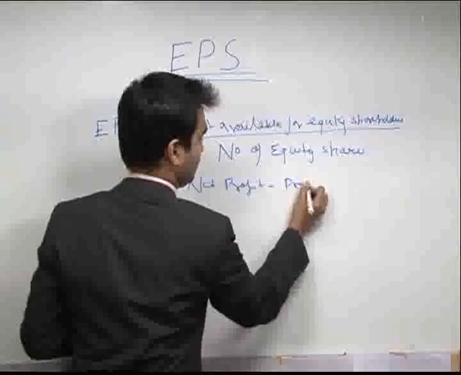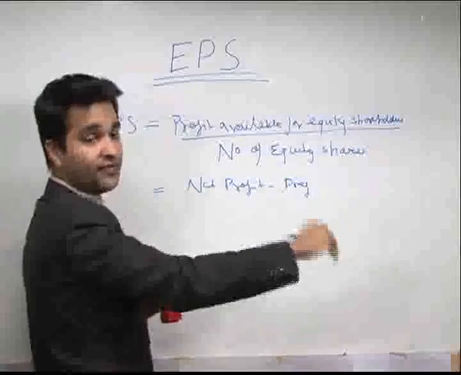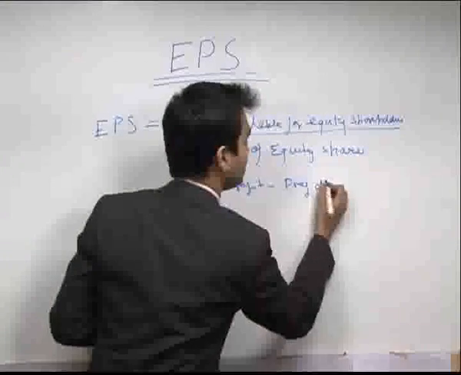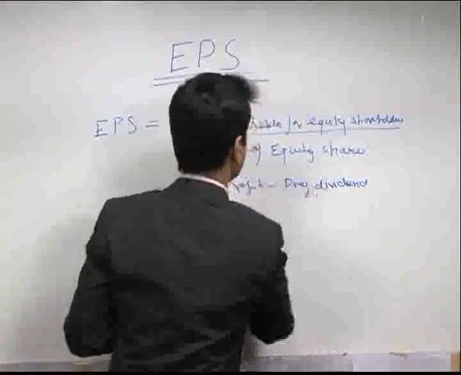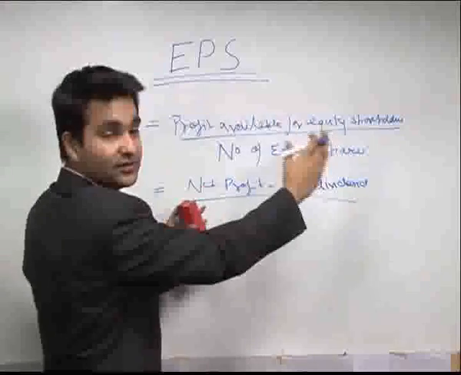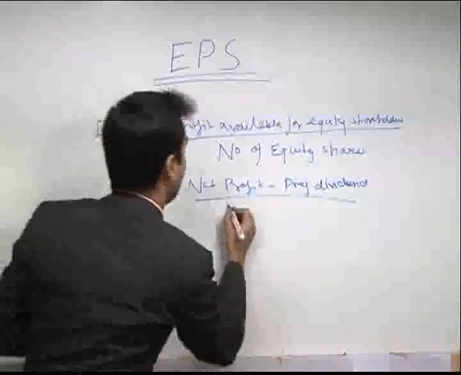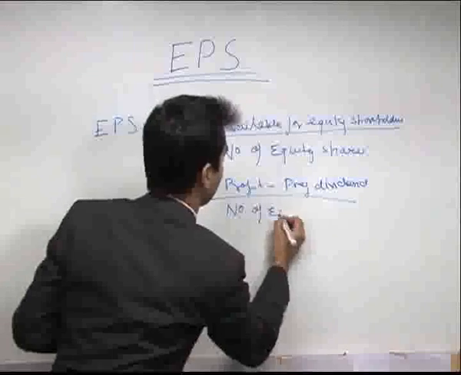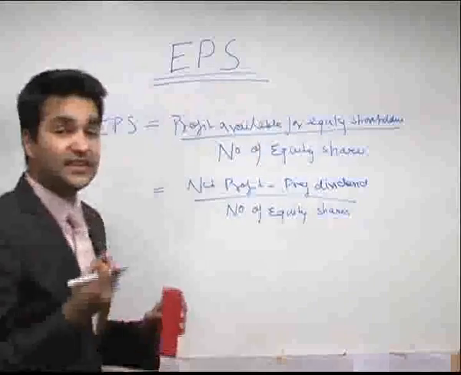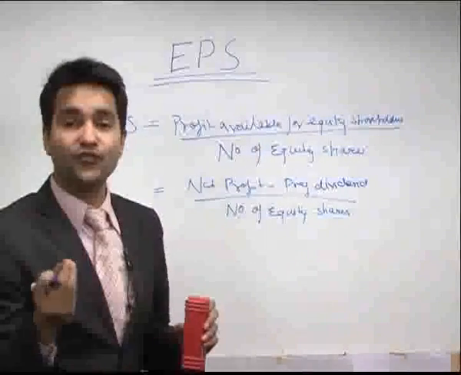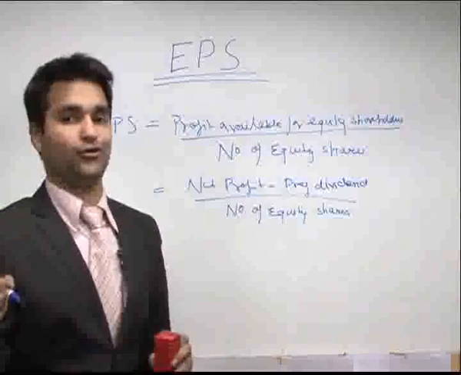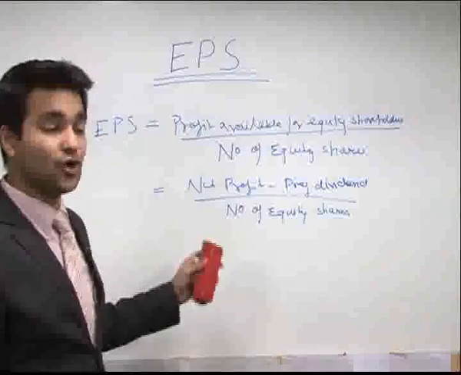minus preference dividend. You just saw that net profit we calculate after paying off the debt holders and we get net profit and then we pay preference dividend. So this gives us the profit available to equity shareholders. You got my point? And the denominator is the number of equity shares. So this is how much profit a company is paying to each equity shareholder of the company, right? So that is called earning per share.